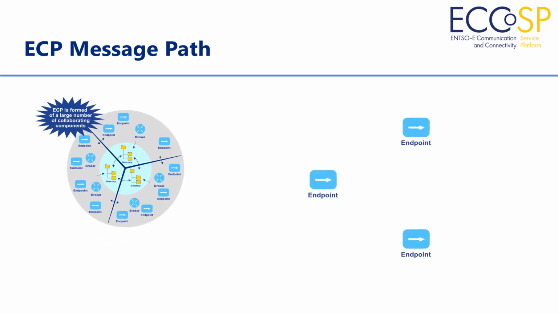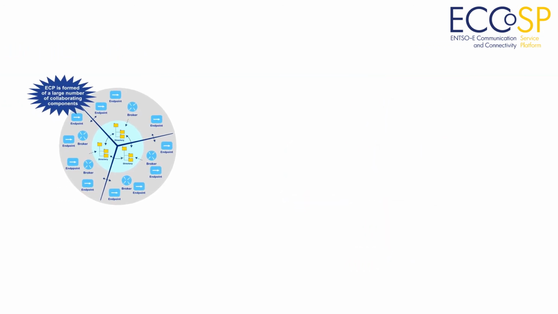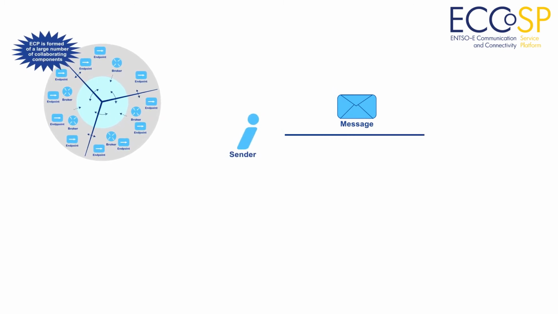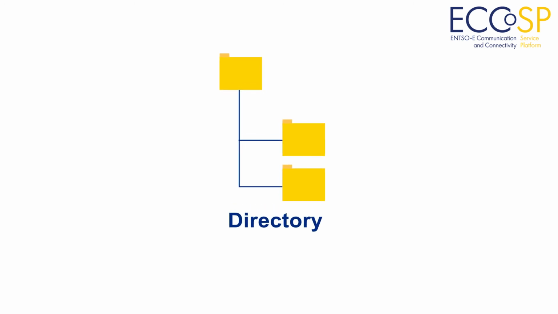Messages are delivered between ECP endpoints according to configured message paths. The message path determines what route a message takes through the ECP network on its way from the sender to the receiver. Each endpoint is responsible for configuration of the message path for its incoming messages. The receiver shares its message paths with other components in the network through the component directory.